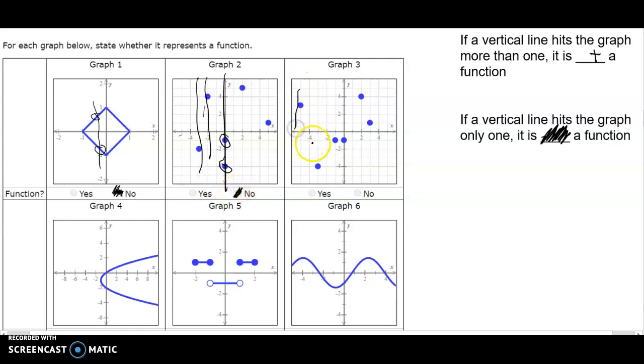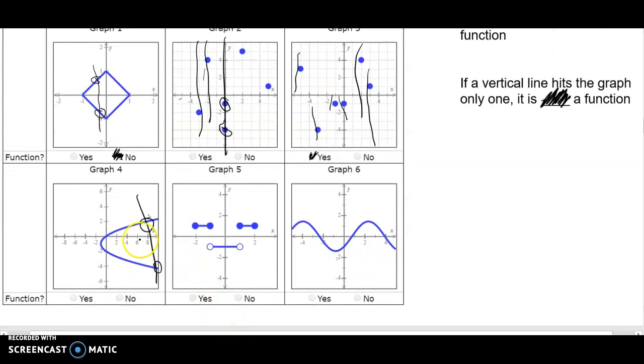If I look over here, I drew a vertical line. This is, yes, a function. Here, if I drew a vertical line, it repeats. Sorry, that's not a very good vertical line. But if I drew an actual vertical line, it would hit twice, so this is not a function.